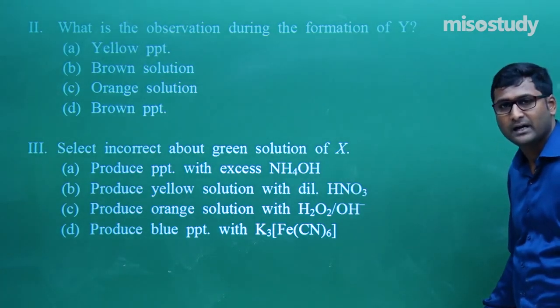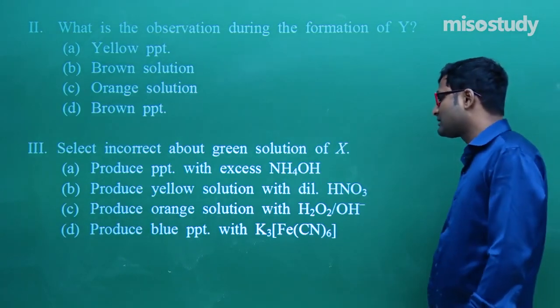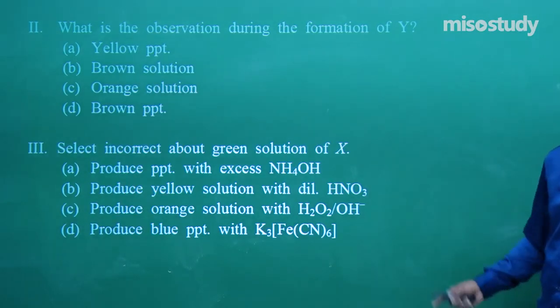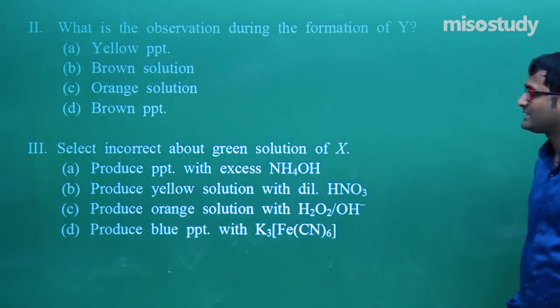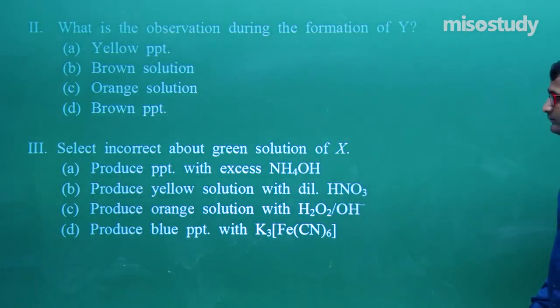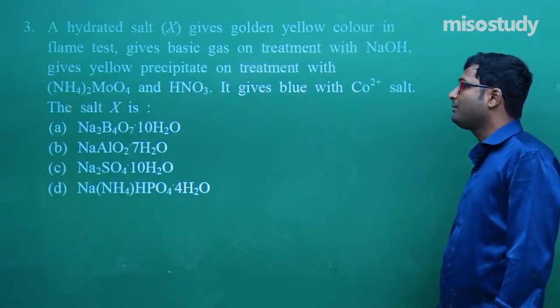Clear to you, friend? I think now you can easily solve such questions. Here the conversion of Fe3 plus into Fe2 plus takes place. So this is the incorrect statement, C. Clear? I think now you can easily solve such questions.